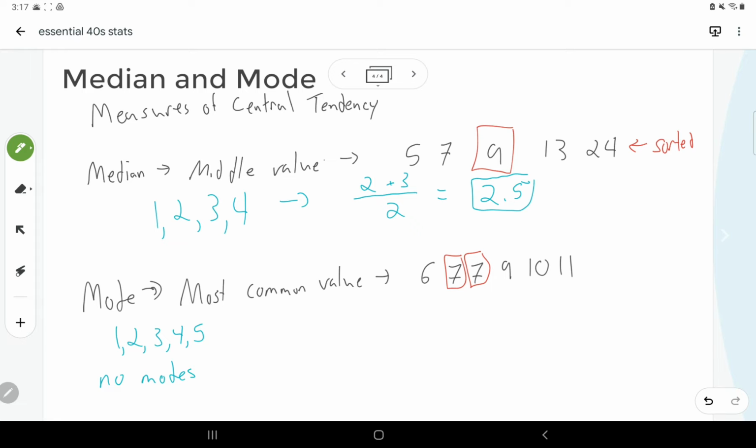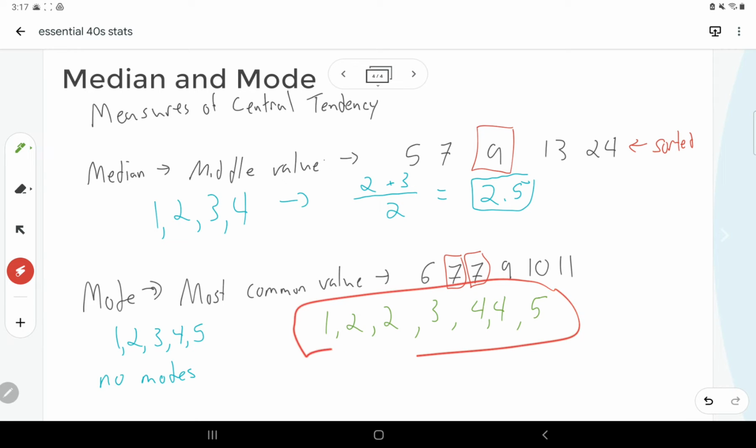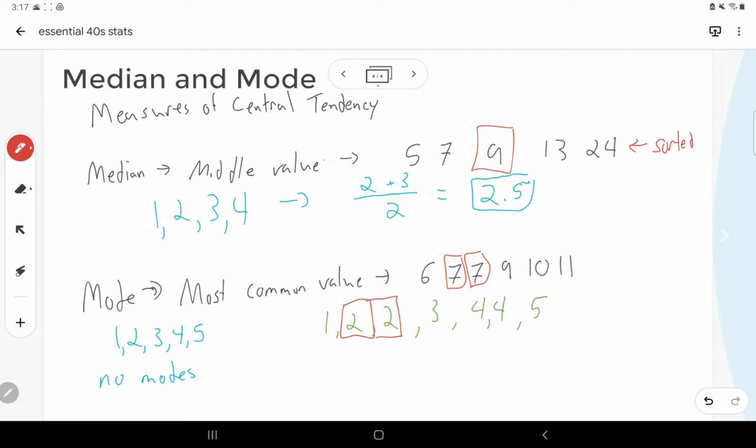The other thing that can happen with mode is multiple modes. So let's say instead we had this data set: 1, 2, 2, 3, 4, 4, 5. They don't all show up the same amount, but the 2s and the 4s both show up twice. That's the important part: they both show up more than the other values, but they show up an equal number of times to each other. So in this case, your modes, plural, are 2 and 4.